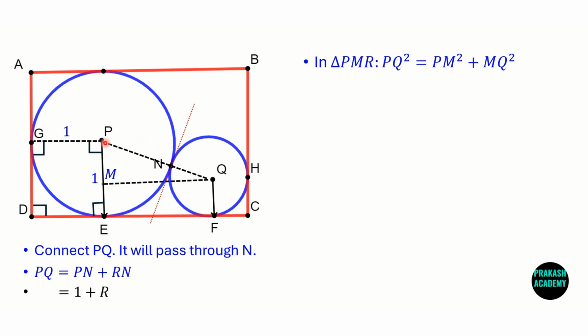Now I can see this triangle, that is PMQ. This is a right angle triangle because this angle is 90 degrees. From construction, we have drawn a perpendicular line from point Q on line PE. So now I can use Pythagoras theorem in this triangle. So I can write PQ square, that is hypotenuse square, equal to this length square, that is PM square, plus QM square or MQ square.